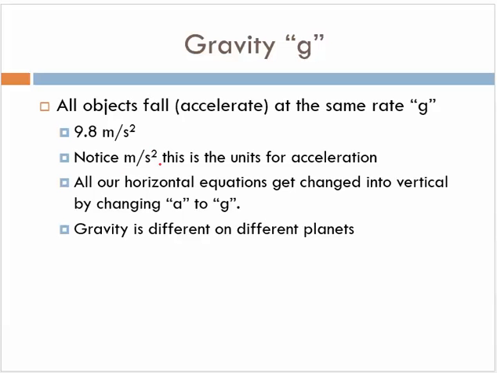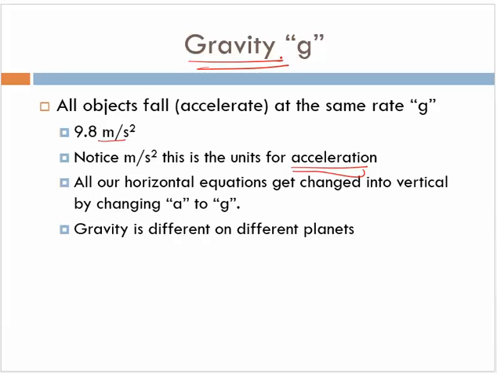Notice meters per second squared right here. This is the unit for acceleration, so gravity is an acceleration. Gravity, again, I'm going to tell you, is an acceleration. It's just a specific acceleration. You guys have solved for several accelerations that we had to find, and what we want to know then is gravity is always going to be 9.8 meters per second squared.